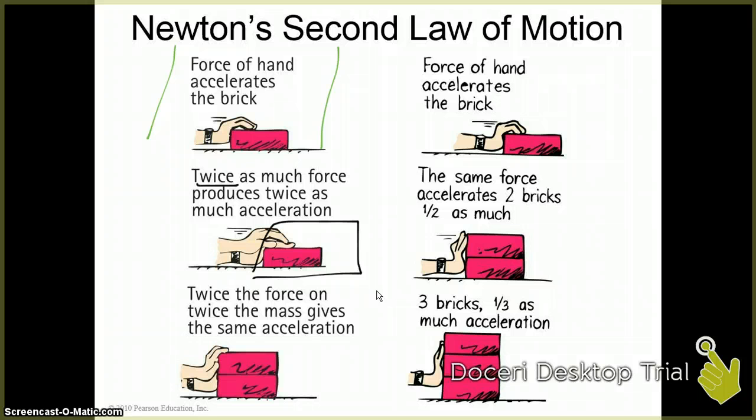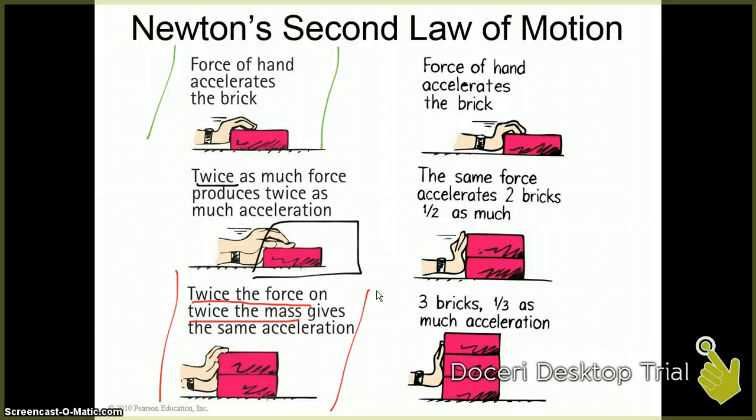Third example, however. Twice the force on twice the mass will give you the same acceleration that you had in the first place. Why? Well, you're doubling the force, yes, and you would think that that would double the acceleration. But you doubled the mass as well. If you double both of them, the effect cancels out and you get the same acceleration.